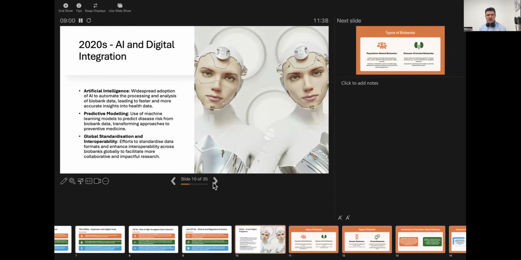But now we are in the AI age, where we use machine learning. Do you know what machine learning is? Is there anyone who doesn't know what machine learning is? What's machine learning?